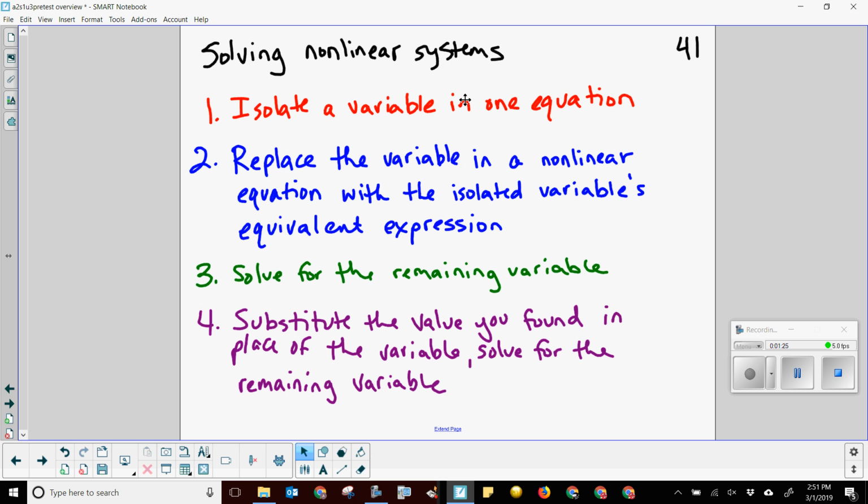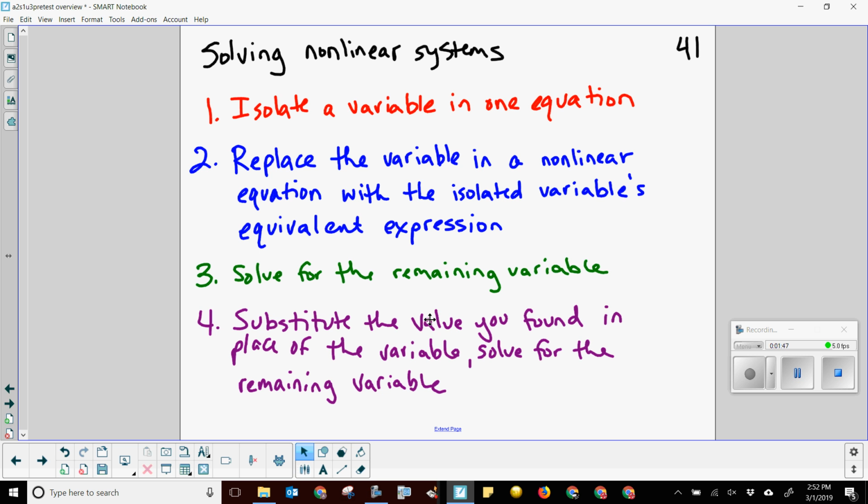Solving nonlinear systems. Here's the 4 steps. Isolate the variable in one of the equations, so get x equals or y equals or z equals or whatever. Replace that in the other equation. So if you can get x equals, plug this in for x in the other equation. Step 3, solve for the remaining variable.